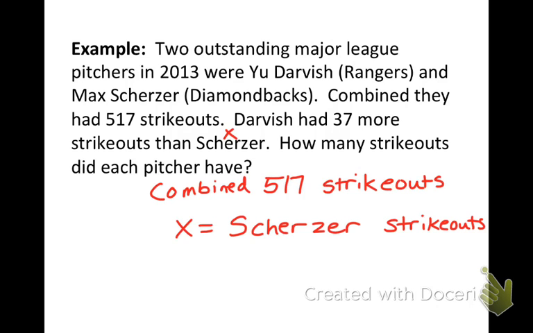So then Darvish would be represented by what expression? X plus 37, good. X plus 37 equals Darvish strikeouts. All right, we've assigned our variables. What's my equation?